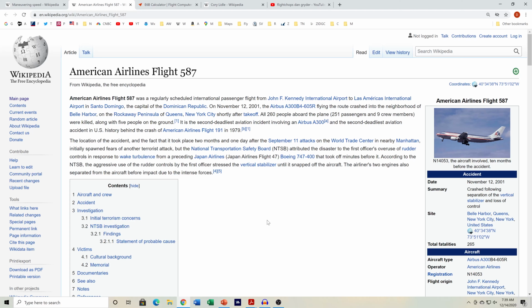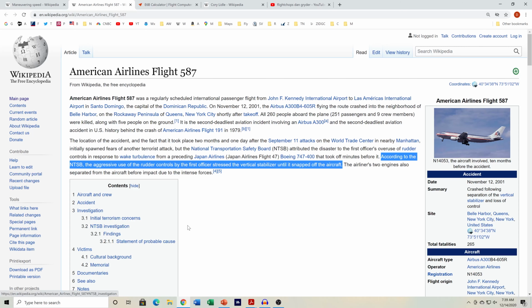The short version is this. Just after takeoff, they got into a little bit of wake turbulence from a 747 that had taken off a couple of minutes earlier. Now, this was not a wake turbulence flip, but the airplane did get jostled around. And again, this is the simplified version. I'll put it to you this way. According to the NTSB, the aggressive use of the rudder controls by the first officer stressed the vertical stabilizer until it literally snapped off of the aircraft and so on.